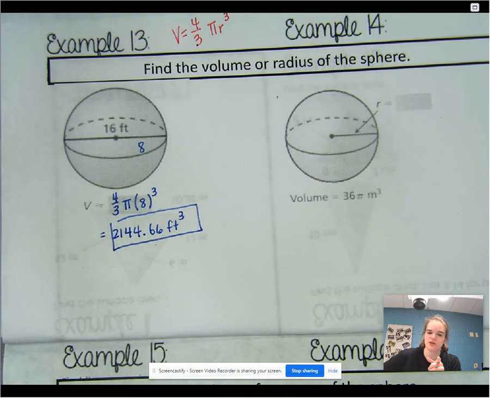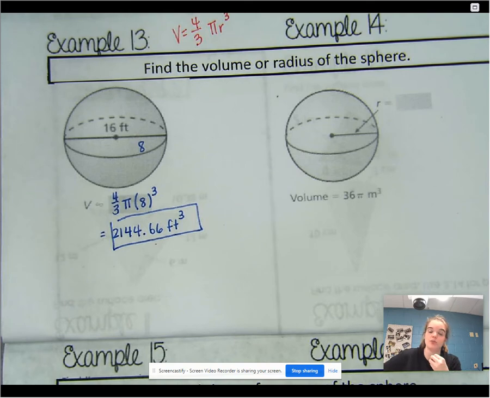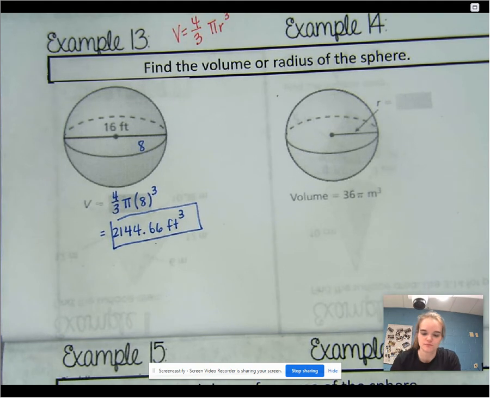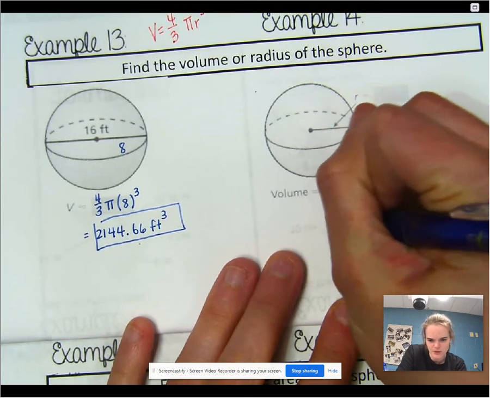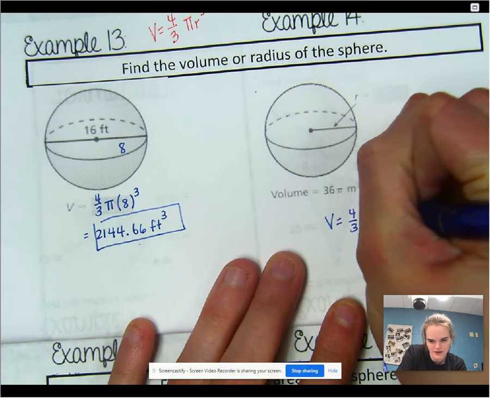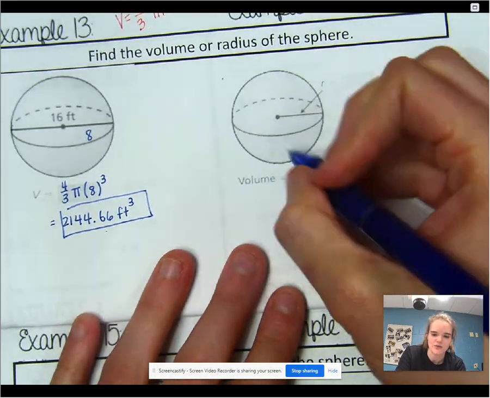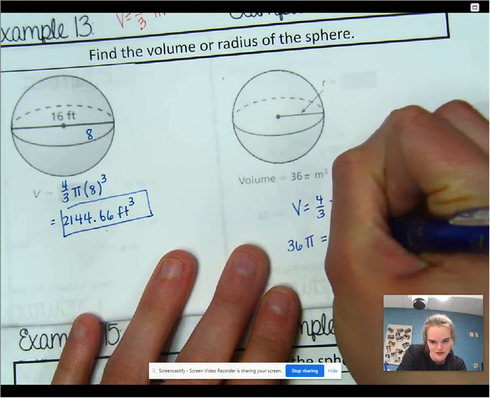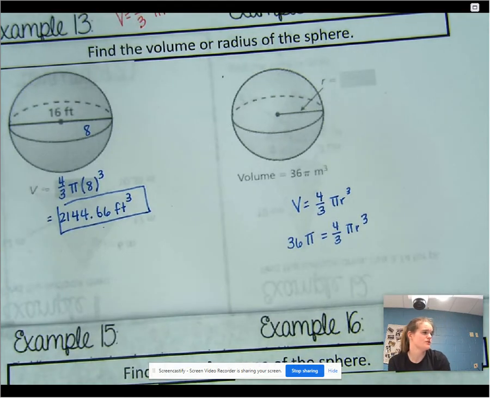I want you guys to look at number 14 and see if you can go the opposite way, which is finding the radius given the volume. All right, let's talk about that. We are given the volume and we have to find the radius. So here's what I know. Volume equals 4/3 pi r cubed. I know from this that the volume is 36 pi. That's equal to 4/3 pi r cubed. I'm going to find r, the radius, by solving this.